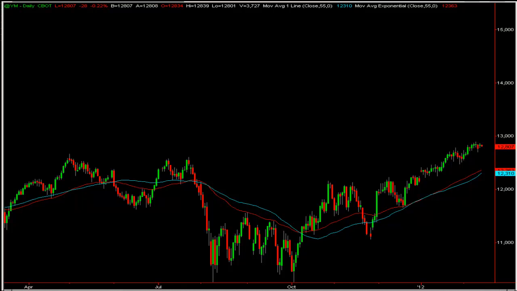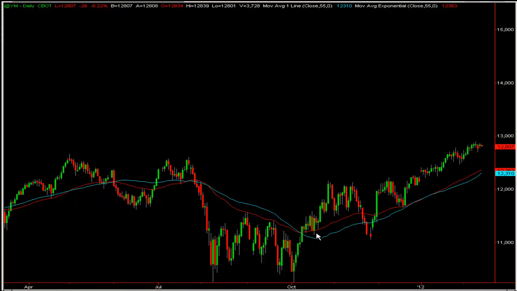Hi folks, another of the standard indicators here. I'm going to talk for a second about the moving average indicator. That's the moving average indicator. And what you see on here are both the simple moving average and the exponential moving average.